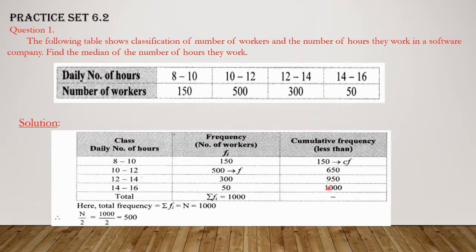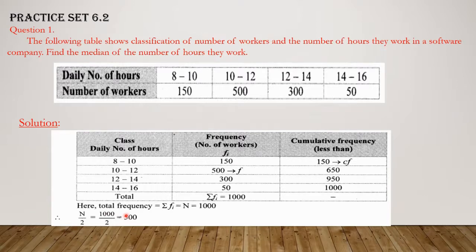Next we have to find the median class. How to find the median class? First write the total frequency, sigma Fi equals n, which is 1000. Next, find n divided by 2, that is 1000 upon 2 equals 500.